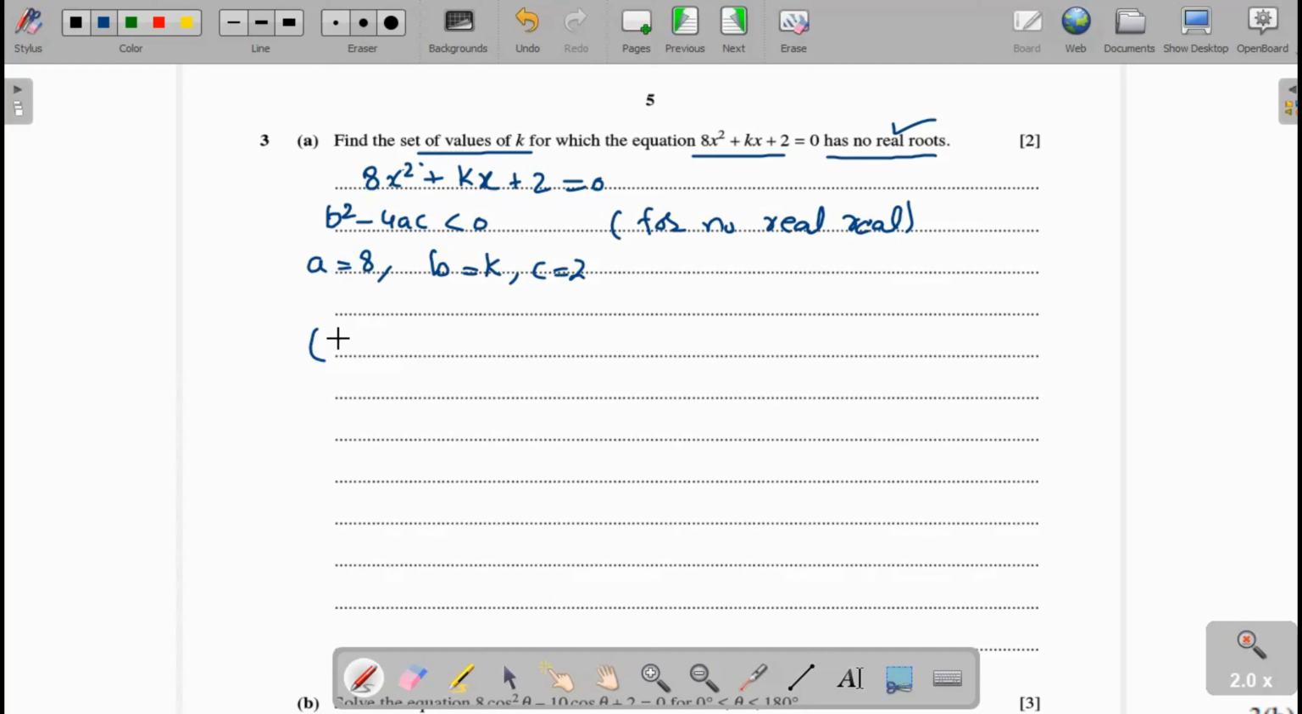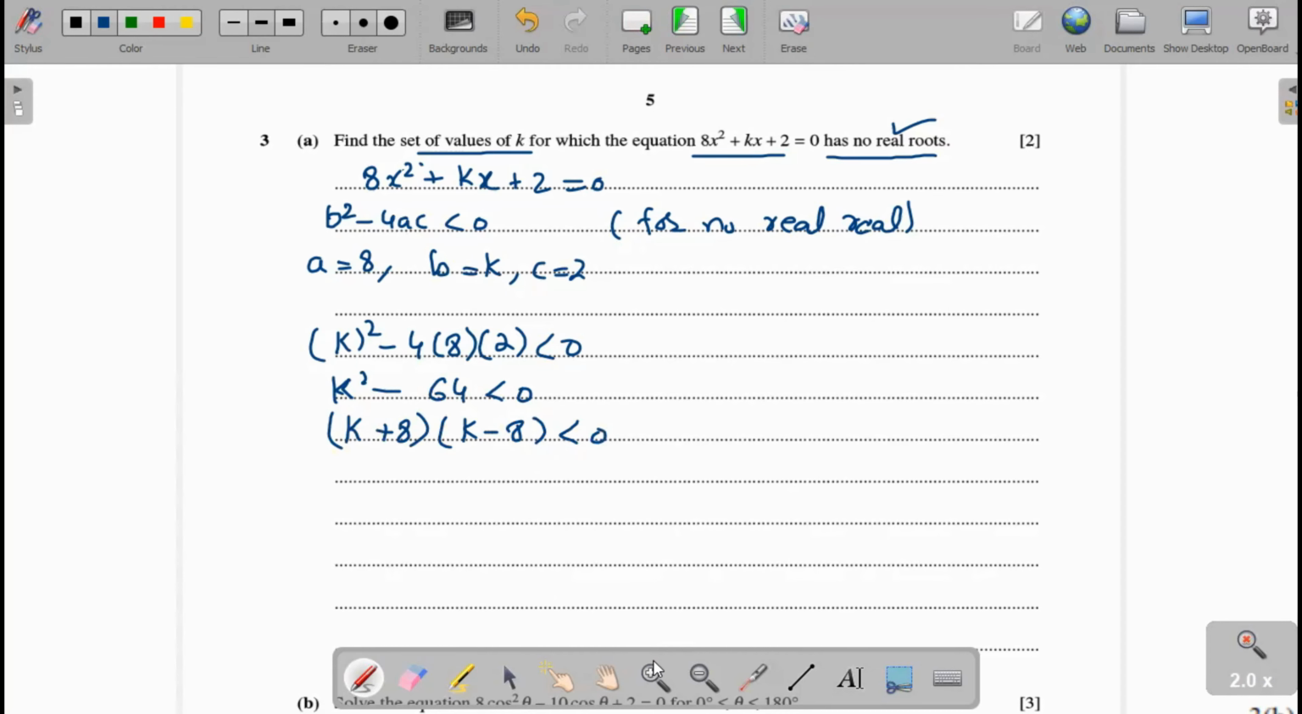Now we substitute the values in this inequality. That is b square minus 4 times a times c, you see here a is 8 and c is 2. Now that value will be k square minus 4 times 8 is 32 into 2, that's equal to 64, less than 0. Now we can write it k square minus 64, that is (k plus 8) into (k minus 8). Now we factorize it, therefore we get this.